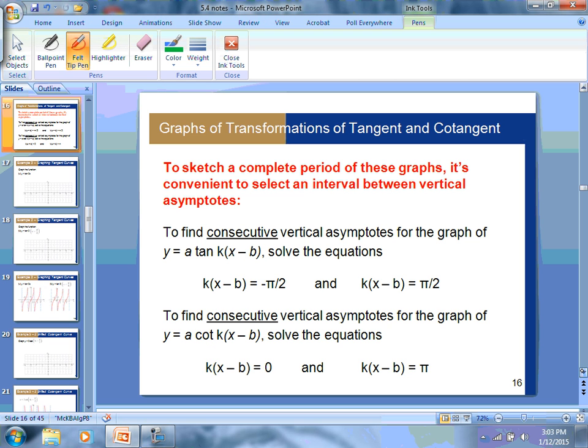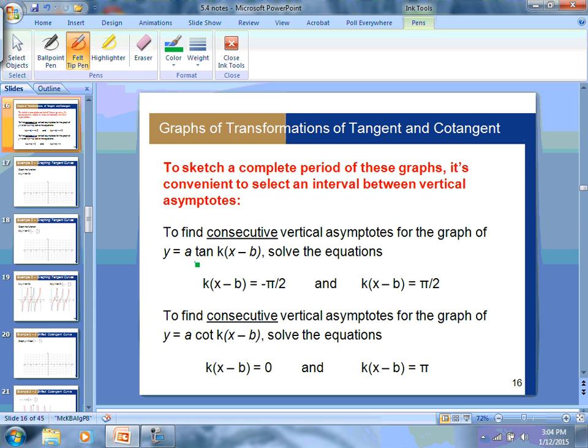All right, now when you're making your tangent and your cotangent graphs, you have to know where those vertical asymptotes are going to be, and you have to find what we call consecutive vertical asymptotes. Now, on a quiz or a test, we might just say, find the consecutive vertical asymptotes. Find 2 of them, find 3 of them, find 5 of them, okay? And here's how you do that.